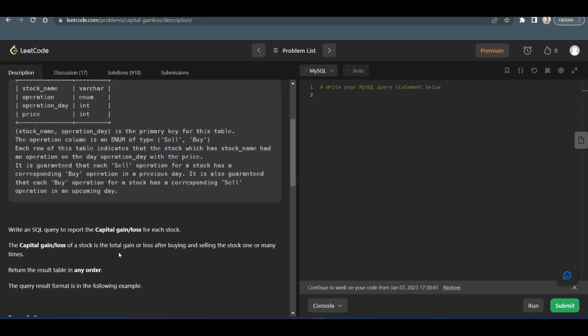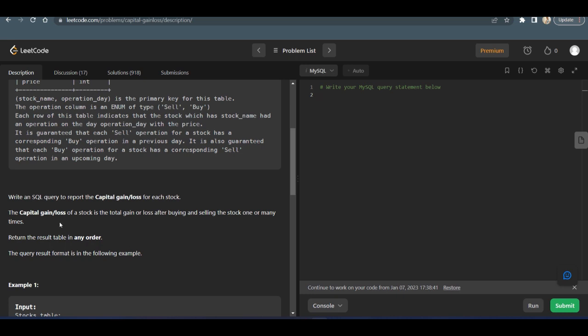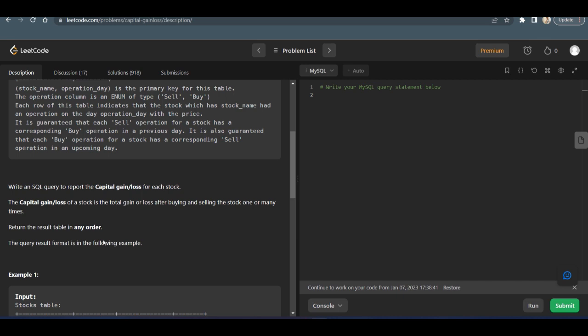Okay, let's see the requirement. Write a SQL query to report the capital gain or loss for each stock. We have to identify for each stock whether there is a gain or loss, that is profit or loss. The gain or loss of a stock is the total gain or total loss after buying and selling the stock, which can be many times or one time. Means the stock can be bought and sold many times from one person to another, and we have to identify whether it is a profit or a loss after the final operation ends, whether it may be buy or whether it may be sell.